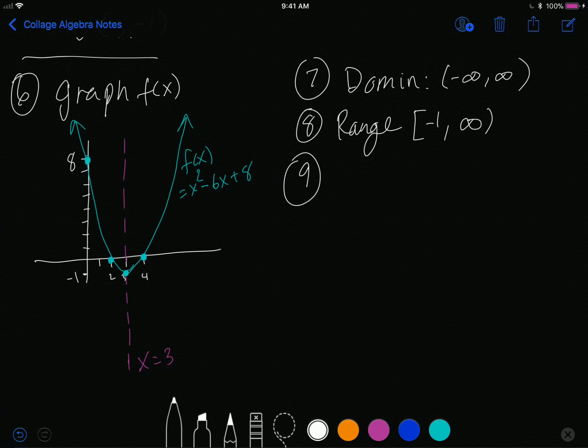Number 9, the maximum value. This graph opens upwards, and so therefore it will have a minimum value. It has no max because it's going up forever. So it has a minimum value, and that minimum value is the y-coordinate of the vertex. And so it has a min value of -1. The last step is to show where the graph is increasing and decreasing.